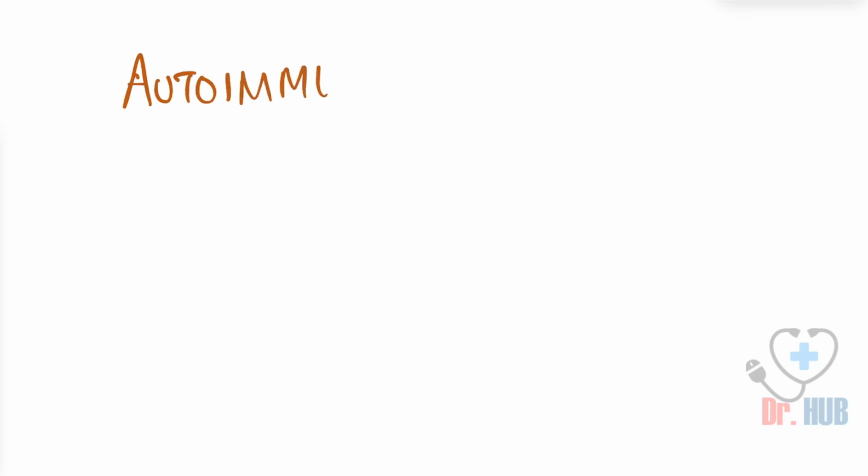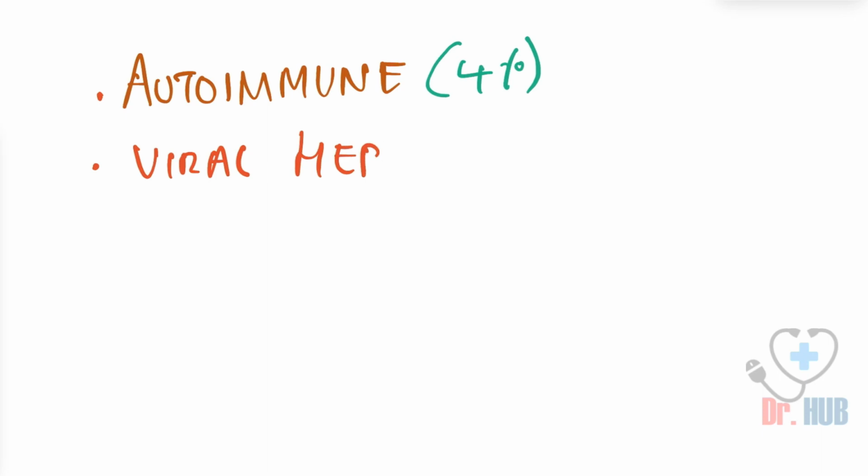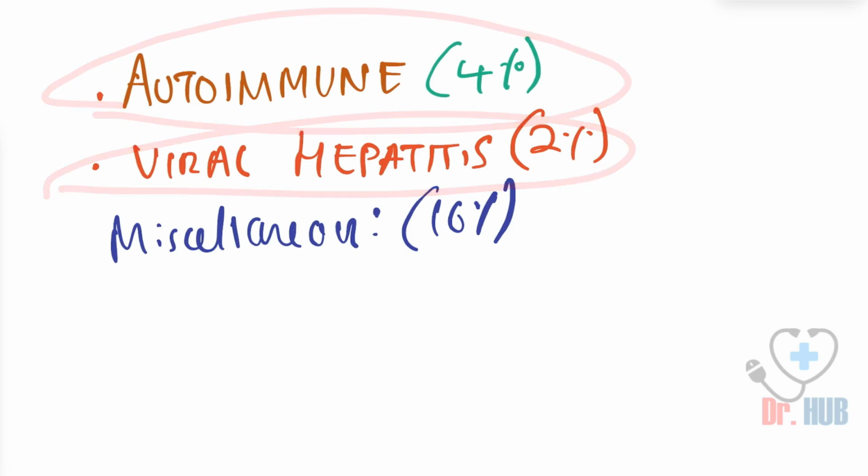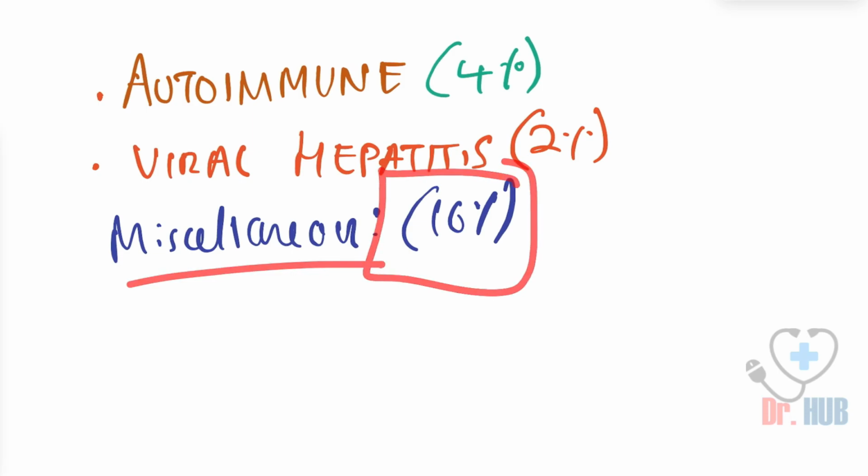Next, we are moving on to the autoimmune. If you see the autoimmune, it amounts to about 4%. This is all we are dealing with in the children. Then is the viral hepatitis, which is about 2%. Next, the miscellaneous is about 16%. So to recap, we dealt with the children: autoimmune 4%, viral hepatitis 2%, miscellaneous amounts to about 16%.